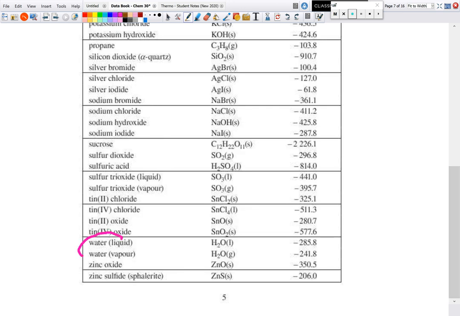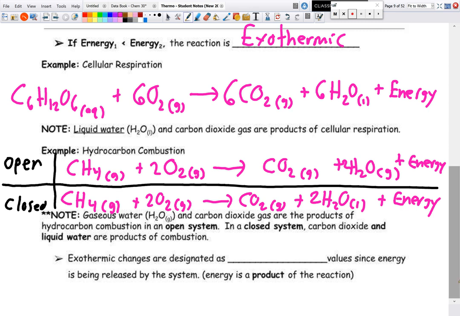water, if you're forming liquid water or water vapor, they have two different enthalpies of formation. So that means that we can tell right here it takes more energy to form liquid water than it does water vapor. So that's going to affect our calculations if you put in the wrong one.